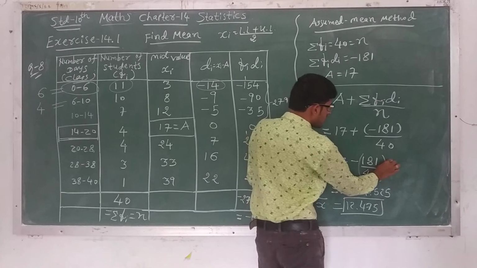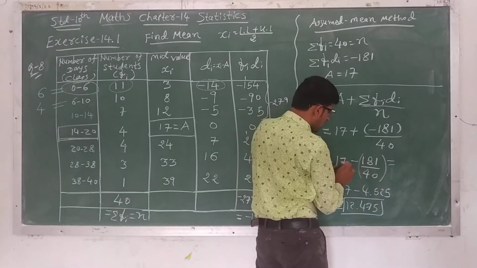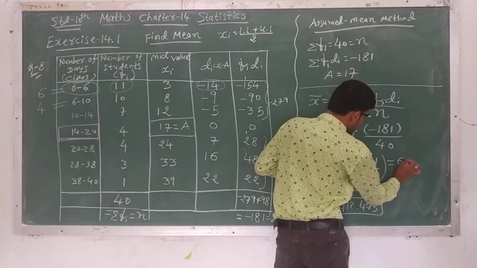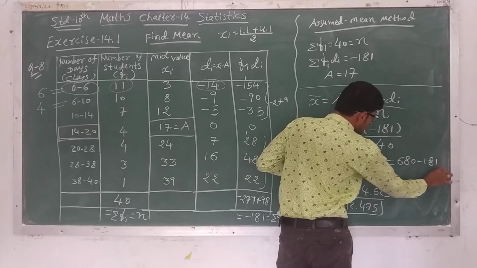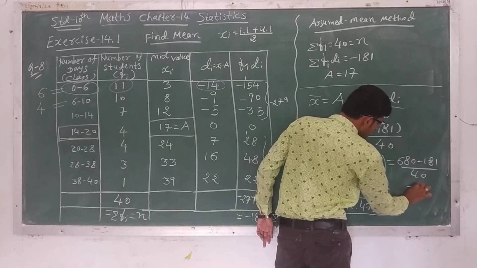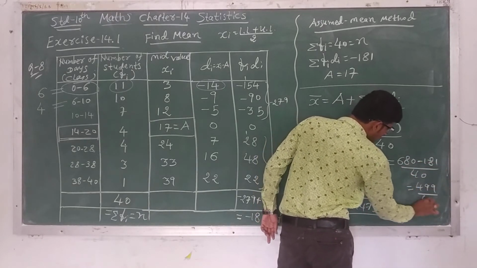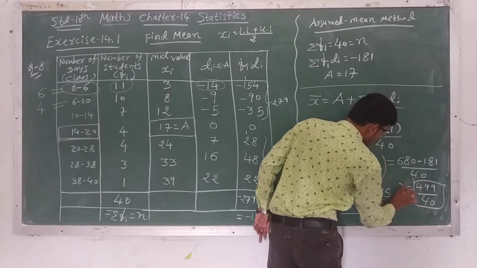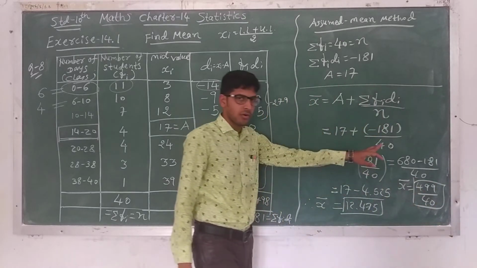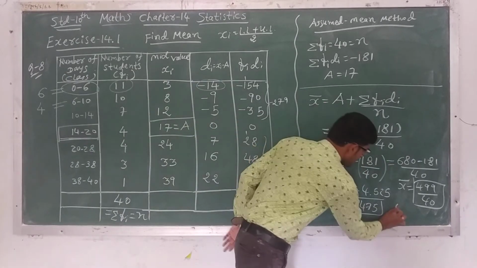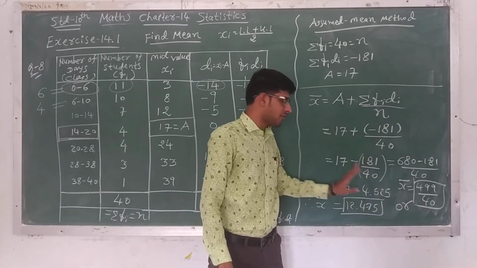Also you can write it by taking the LCM. So 17 fours are 680, minus 181, divided by 40, is equal to 499 divided by 40. So x bar is equal to 499 by 40, or x bar is equal to 12.475.